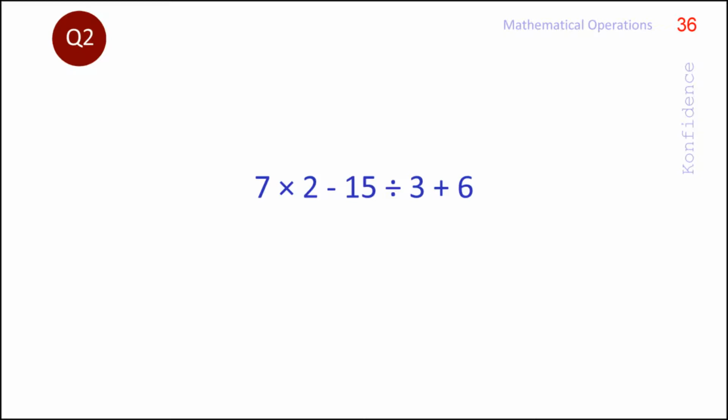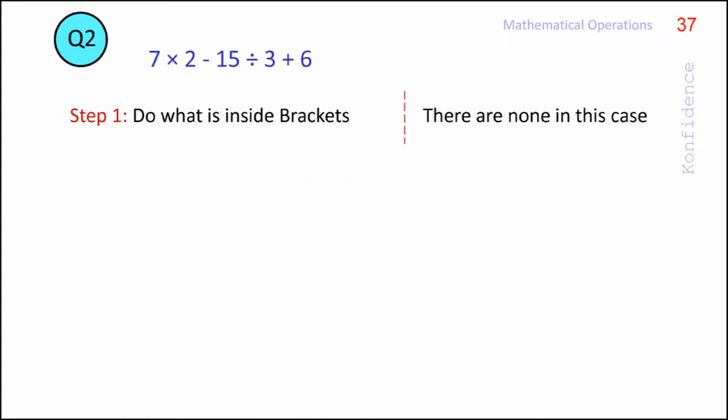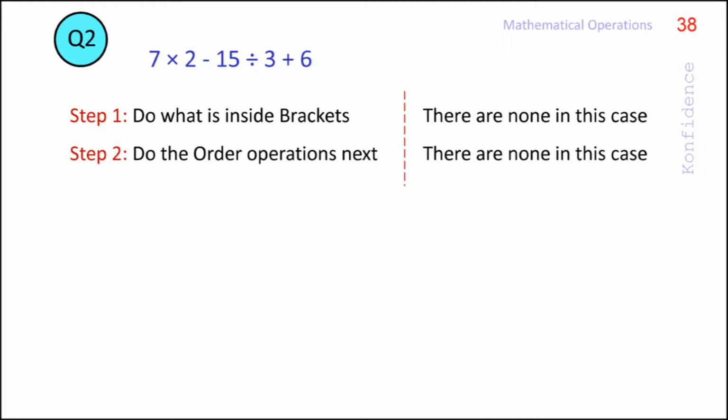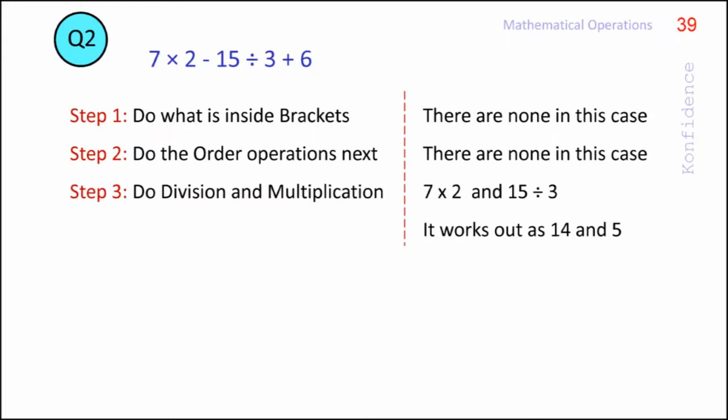We have 4 operations to be performed here. In the BODMAS scheme of things, we look for brackets first. There are no brackets in this case. Then we look for order or indices. There are none here. Then comes D and M, division and multiplication. Both of them have the same rank.